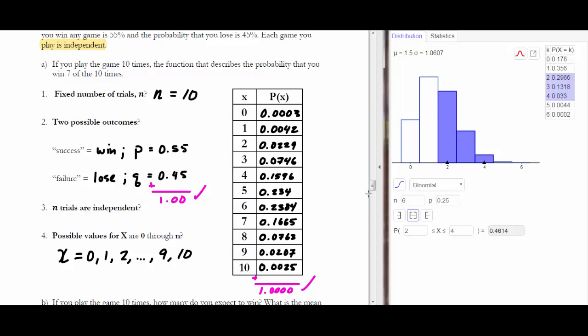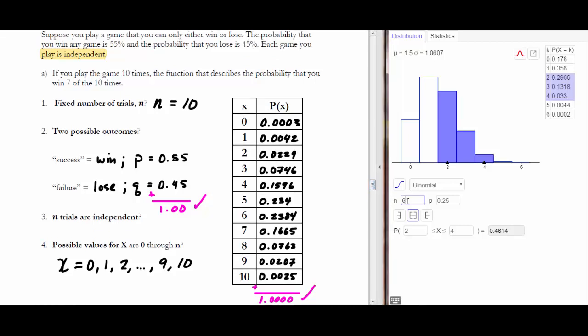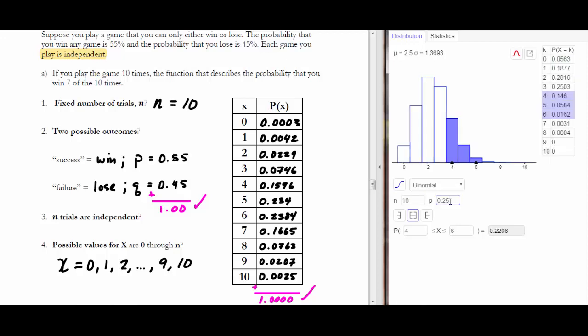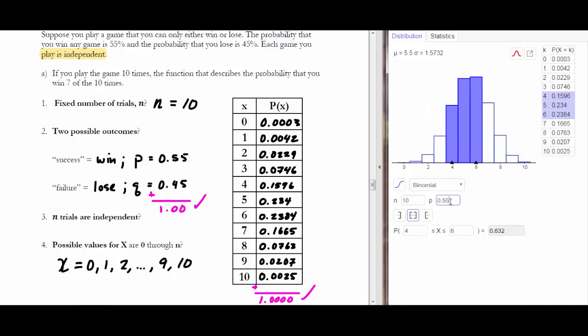Then in this case, the GeoGebra calculator will do that for us. All we have to do is change the parameters from the last problem I did. n is equal to 10, and the probability of success is 55%, 0.55. There, done, and that's it. I'm not doing anything down here for right now. And here's the PDF, verified. I placed the answers over here, 0.0003 all the way down to 0.0025.